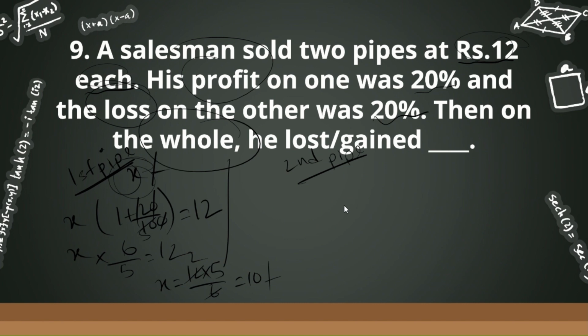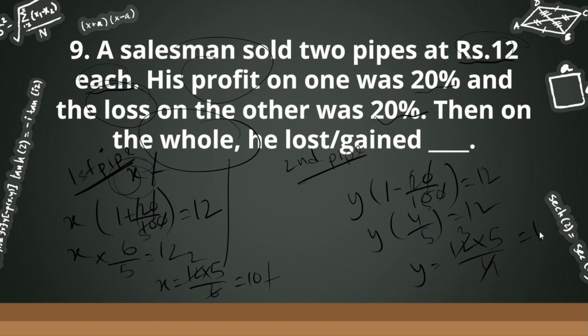For the second pipe, it's Y. The loss is 1 minus 20 by 100, which gives us 12 rupees. So Y times 4 by 5 equals 12. So Y is equal to 12 into 5 by 4, which gives us 15.